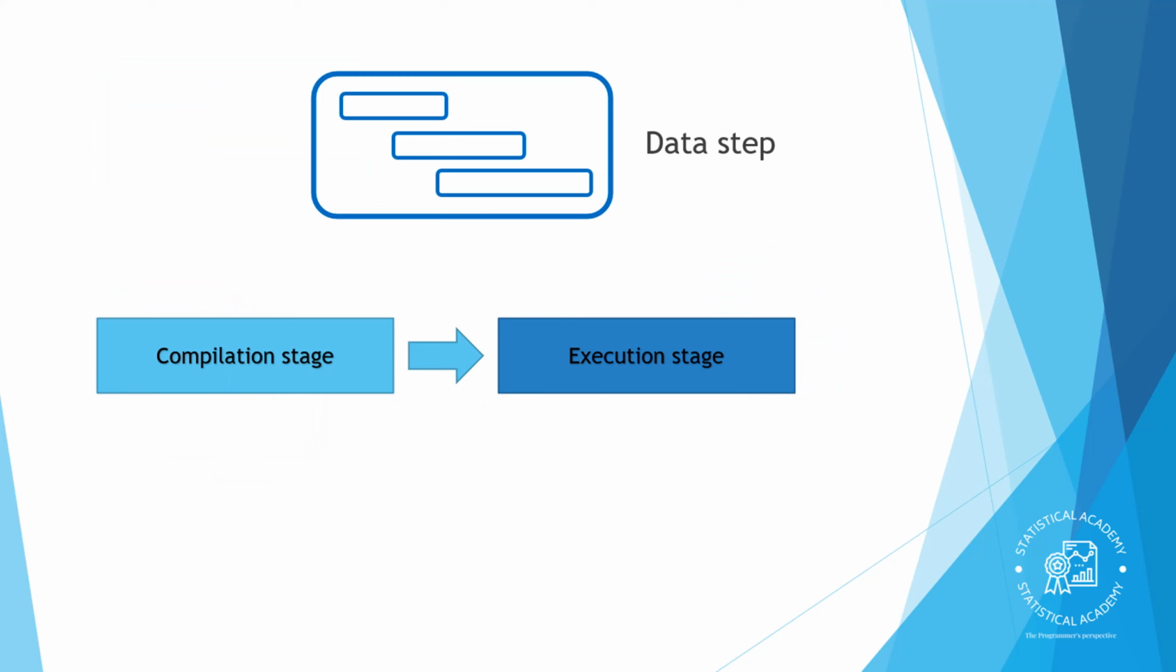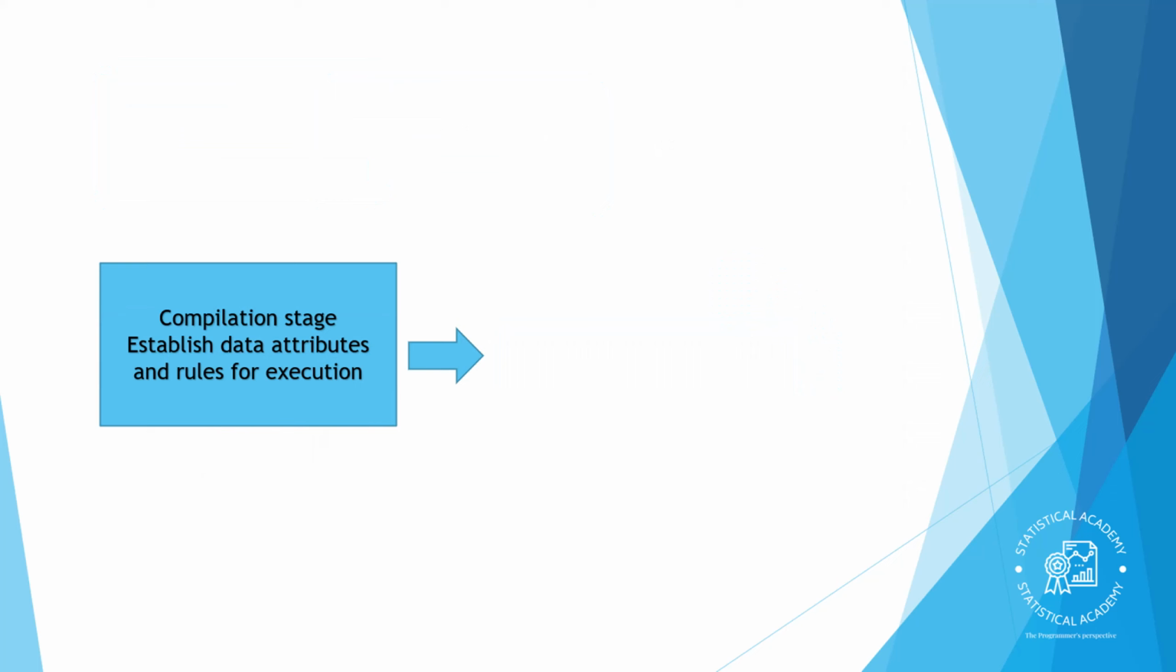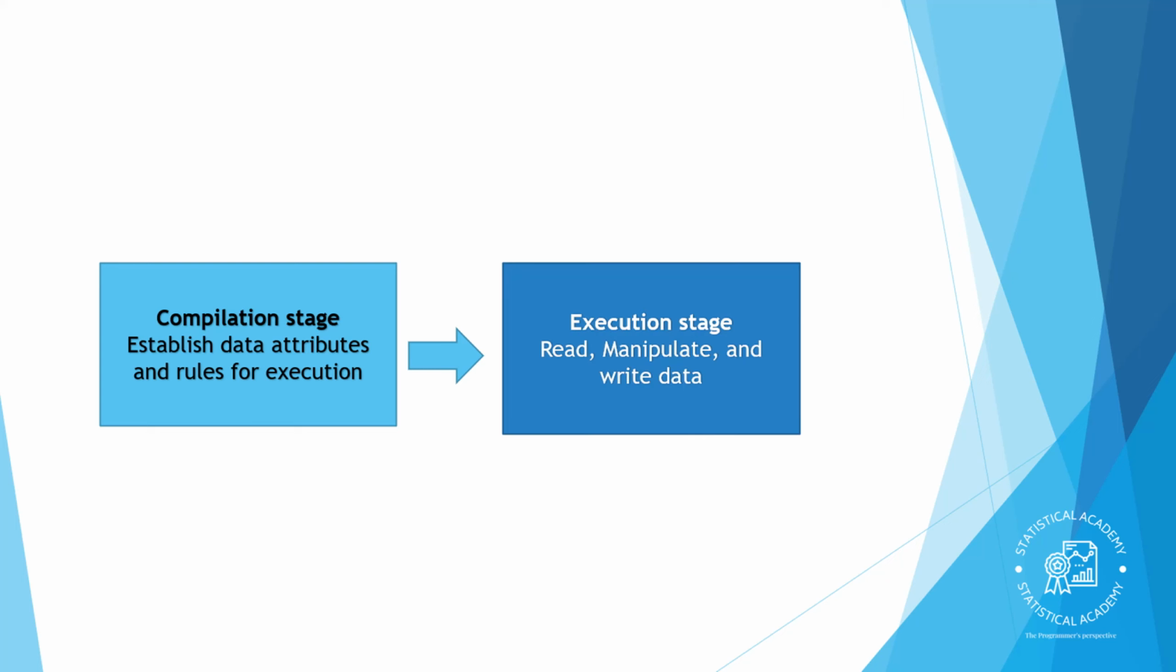The first important point to understand is that when you run a data step, it goes through two phases: compilation and execution. In the compilation phase, SAS basically prepares the code and establishes the data attributes and the rules for execution. In the execution phase, SAS follows those rules to read, manipulate, and write data. Now we will have a high-level look at each step.